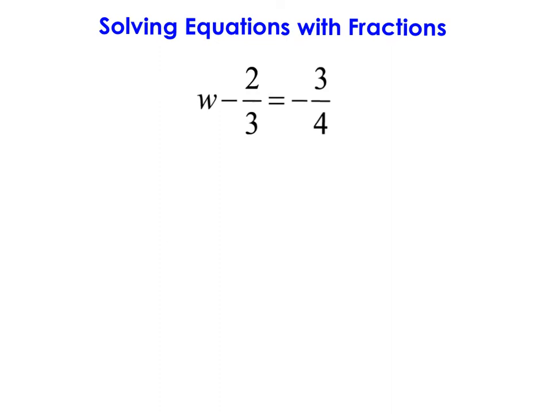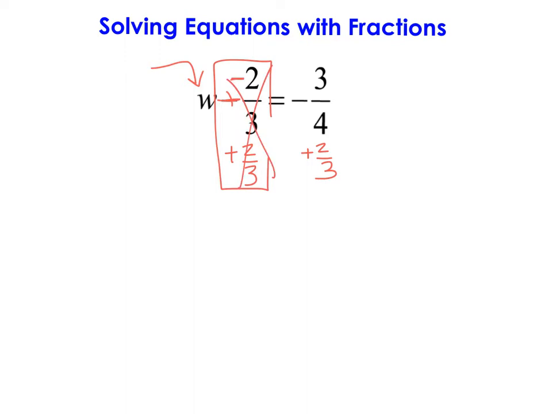So let's try a second example here. What I notice in this one is I have a subtraction going on, so I can utilize keep, change, but it doesn't change the fact that that's a negative 2/3. So I want to get w alone, and currently w is subtracting 2/3, which is also adding a negative 2/3. So in order to get w alone, we need to start by adding a positive 2/3 to each side. So as I do this, these cancel out. So I'm left with w equals negative 3/4 plus 2/3.